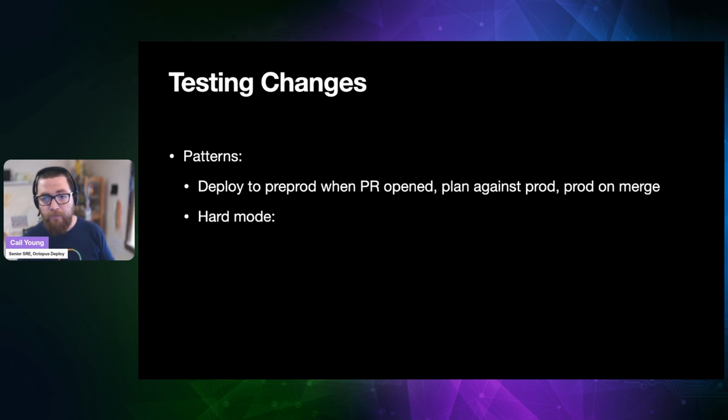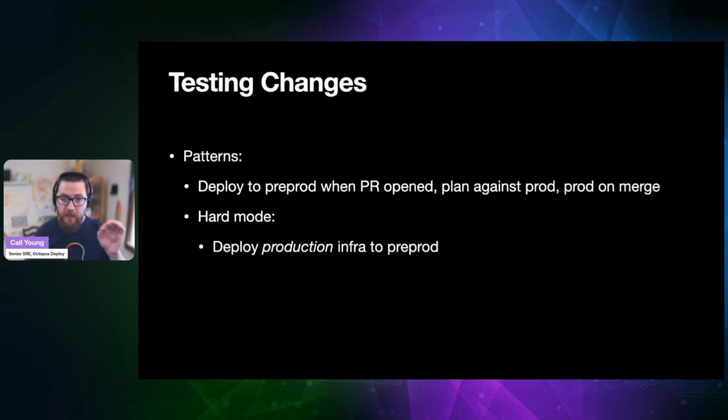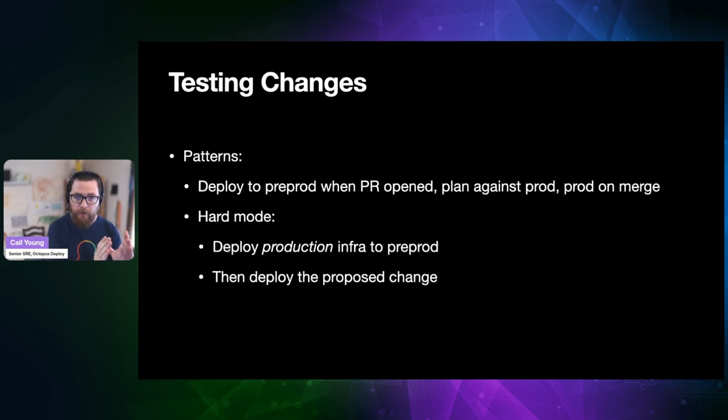There's a hard mode here, where if you're finding that every once in a while these PRs work fine in pre-production but then don't work when you deploy to production, you begin by deploying the production infrastructure into pre-prod, and then deploy the entire proposed change. You only really need to do this if you're finding that individual commits deploy okay, but then the whole set of them combined don't. Because there are some infrastructure changes that work okay in a sequence, but don't work okay when you do them simultaneously. It's just the nature of the beast, unfortunately.